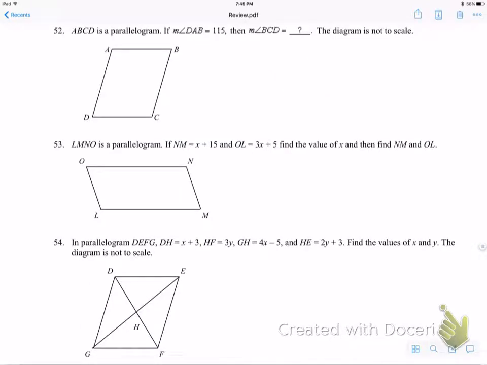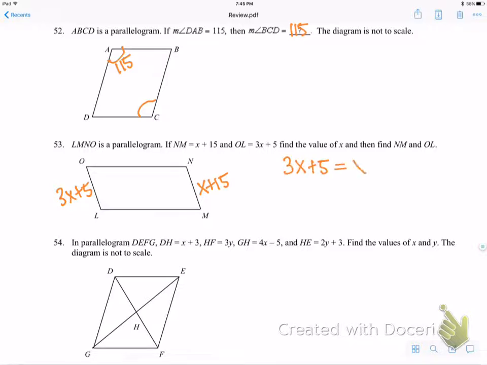For number 52, it tells us the measure of angle DAB, so this one right here, is 115 degrees. And it asks us for the measure of angle BCD, so this one over here. In parallelograms, opposite angles like A and C are congruent. So the measure of angle BCD is 115. Number 53, LMNO is a parallelogram. NM is x plus 15, and OL is 3x plus 5. In a parallelogram, opposite sides are congruent. Congruent means they're equal to each other.